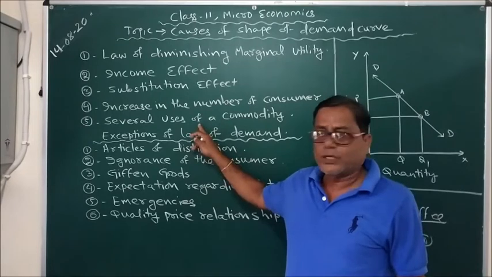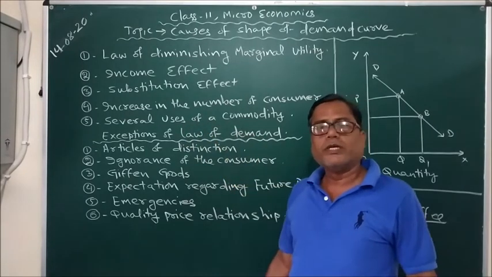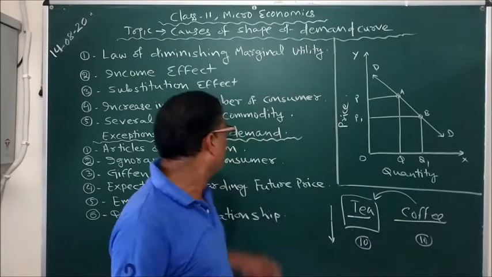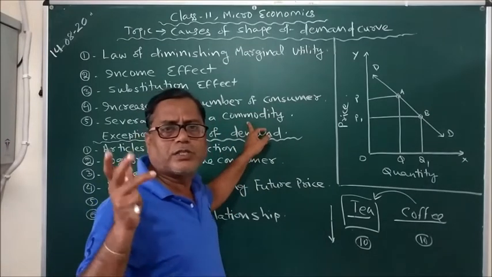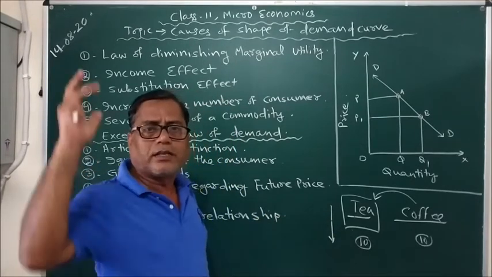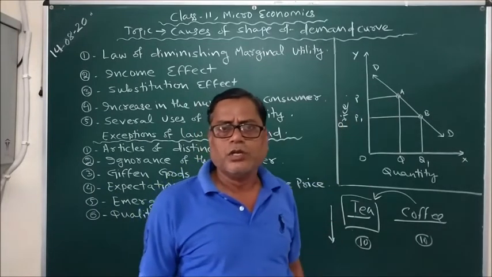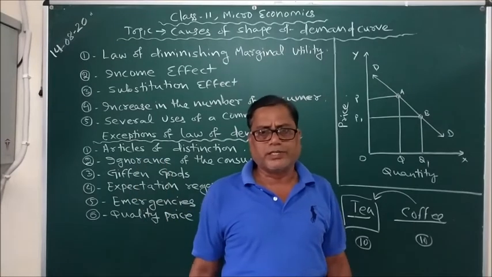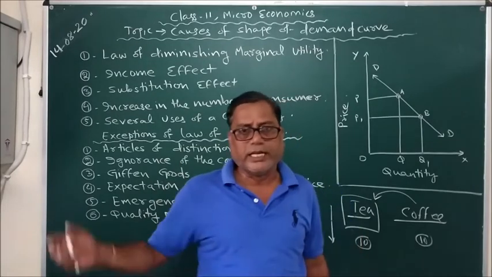And the next point is several uses of a commodity. Although we know that resources or things are use specific, still some goods can be put into different uses. For example, take the example of electricity. With electricity, we can light our house. With electricity, we can run an AC. With electricity, we can cook food by using a heater.